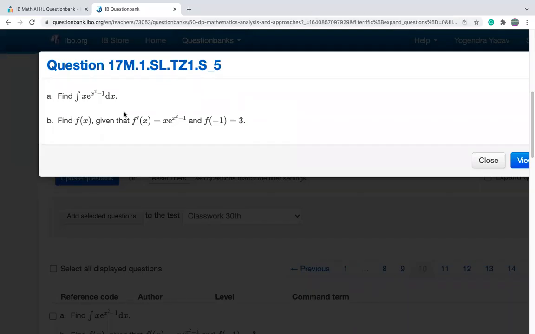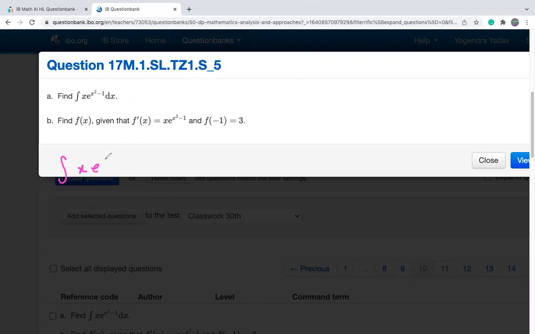So here what we have is the function f of x equals x e to the power x squared minus 1. That's what you have to integrate. It is clearly evident that there is no straightforward formula that we have, so we've got to integrate this using the substitution technique.